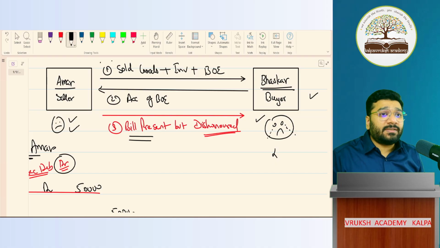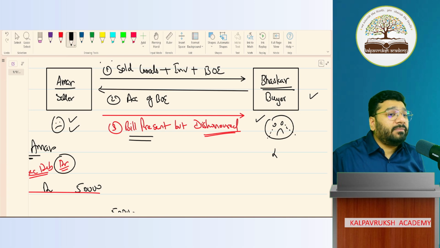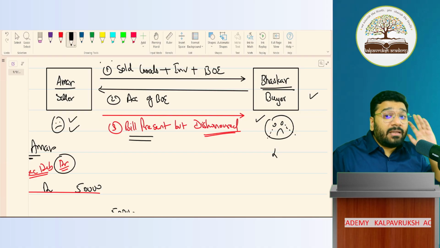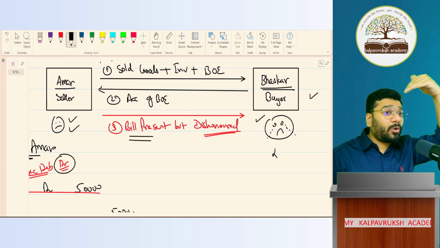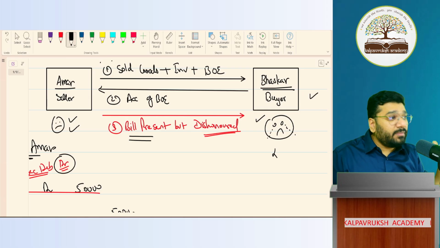So in such a case, lawyers or chartered accountants generally advise that you take this matter to a notary public. Who is this notary public? Generally a lawyer. He will listen to the matter. For example, Amar presented the bill properly to Bhaskar.